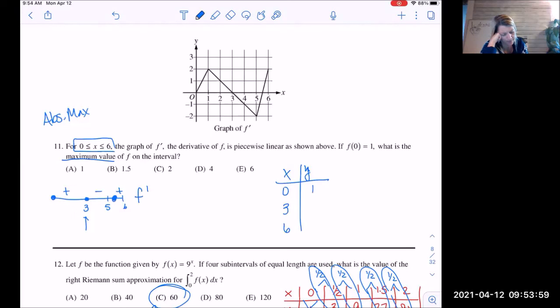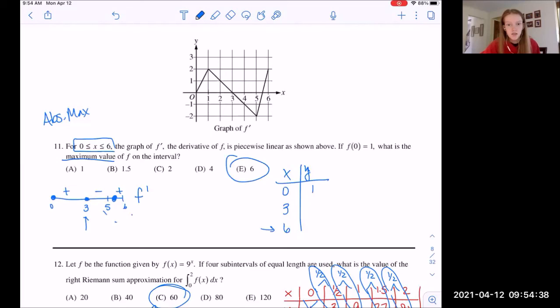What am I missing? Well, from there, we're going to increase, right? At 0, we're going to increase, and then we're going to decrease. And then we're going to increase. So we need 6, and 3 is not even an option. What am I missing? It's 4? What did I do wrong? Don't you need the y value of 6 on the graph of F?